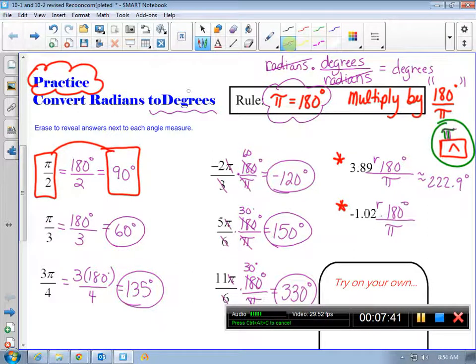Try the next one. Take negative 1.02 radians, multiply by 180, and divide by pi.